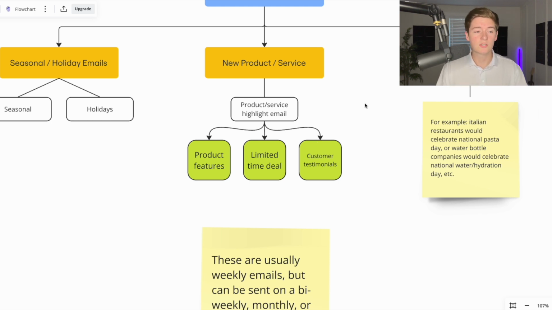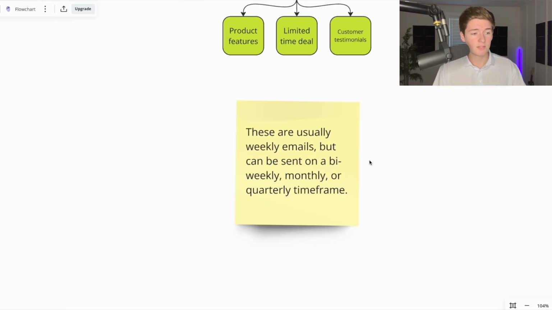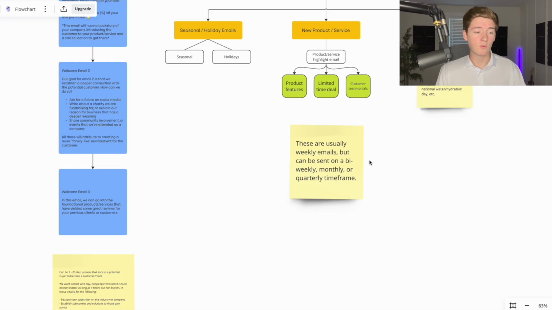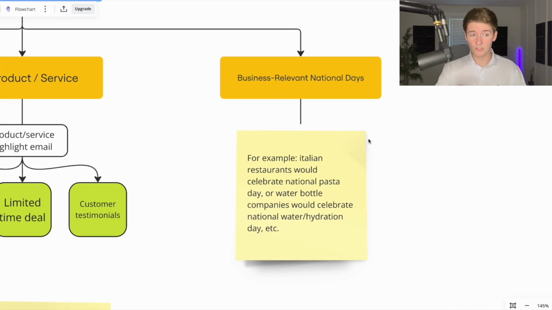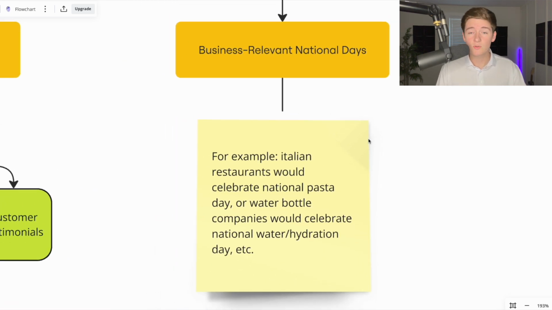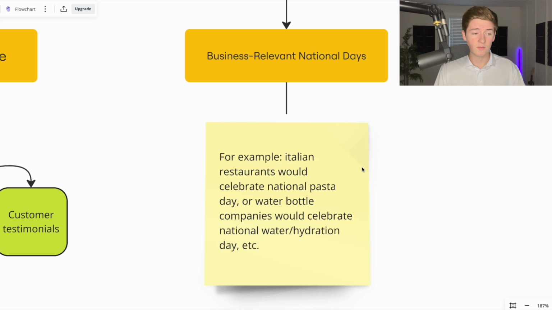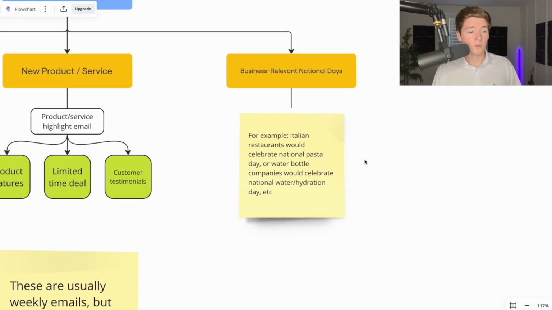But regardless, you want to start from the ground up implementing these flows so that when you grow, it's not much of a hassle. They're usually weekly emails, but can be sent bi-weekly, monthly, or on a quarterly time frame. And then business relevant national days. For example, one of my clients is an Italian restaurant. They celebrated National Pasta Day, or water bottle companies would celebrate National Water Hydration Day. So you want to look up those relevant days so you can throw those in there as an excuse to write a newsletter.